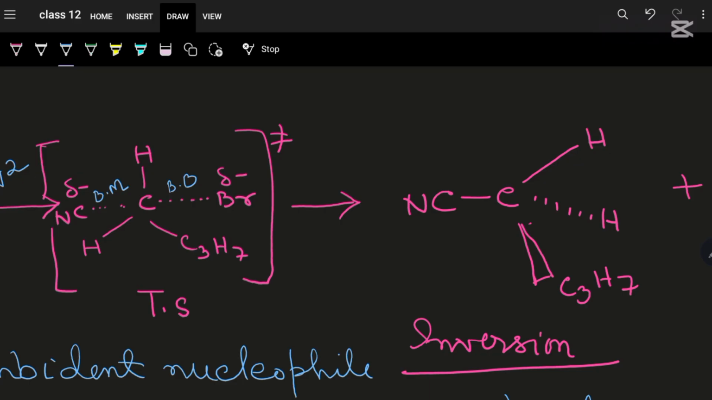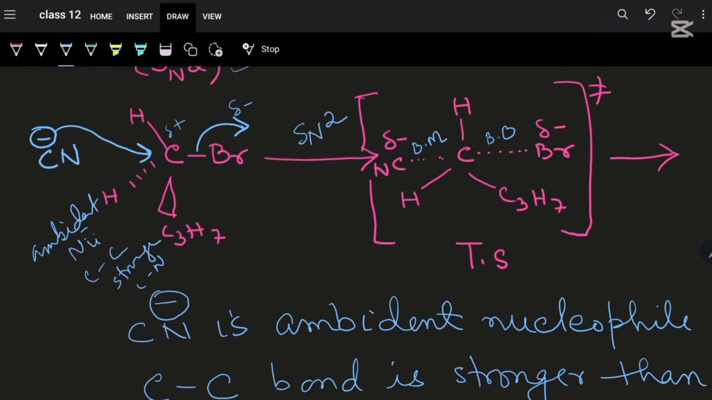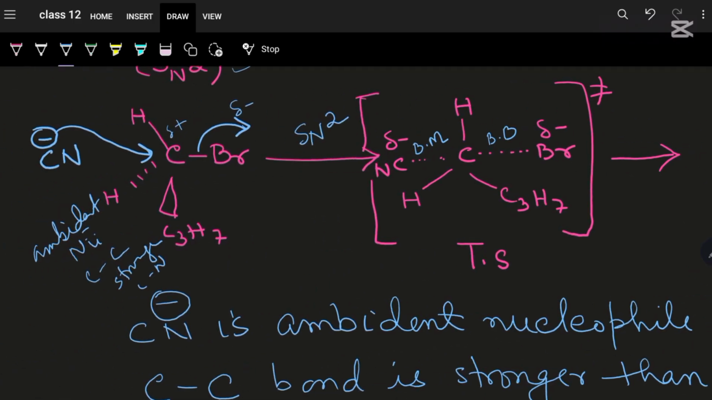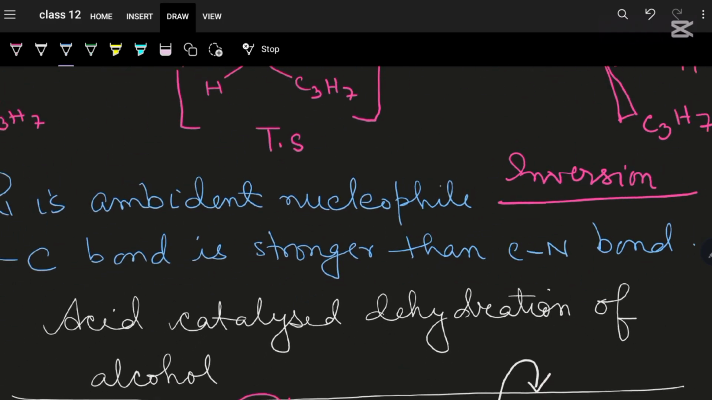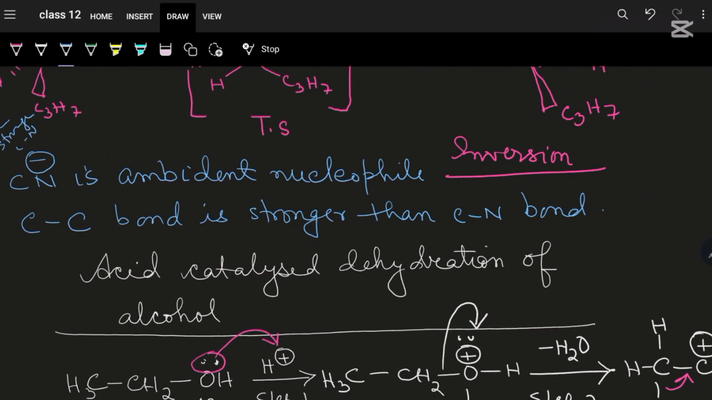So now in the product, since the attack is from the rear side, you are showing back side or rear side attack. CN is attached from the rear side and there is an inversion in configuration. So the structure gets inverted. Do form the bond between carbon and carbon because the carbon-carbon bond is stronger than the carbon-nitrogen bond. So this is being mentioned here.